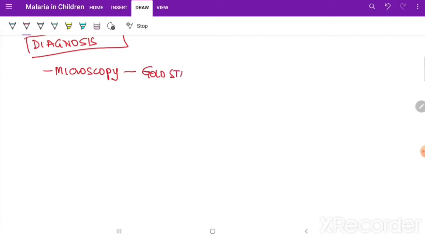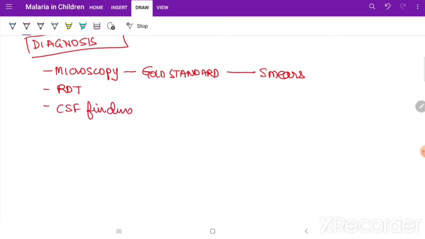Now what do you see in a microscope? What exactly are you looking for in microscopy? In microscopy you will be looking at the smears. Along with this there are many RDT kits, which I'll explain in a little more detail later on. RDT kits are available in which parasite antigens are tested. And then there are certain CSF findings which you can find in cerebral malaria, which I'll mention here itself.